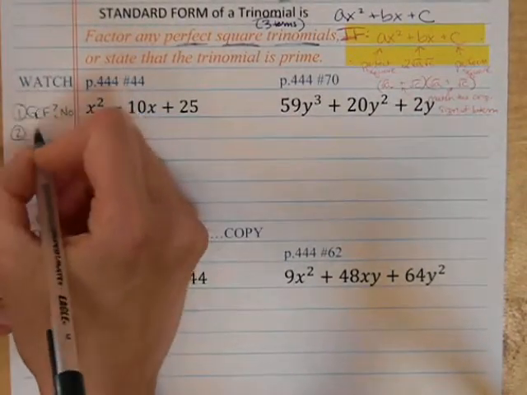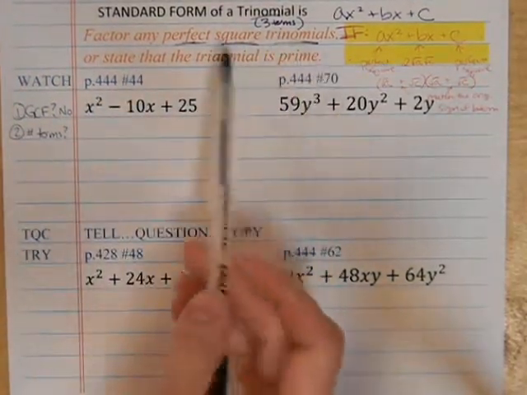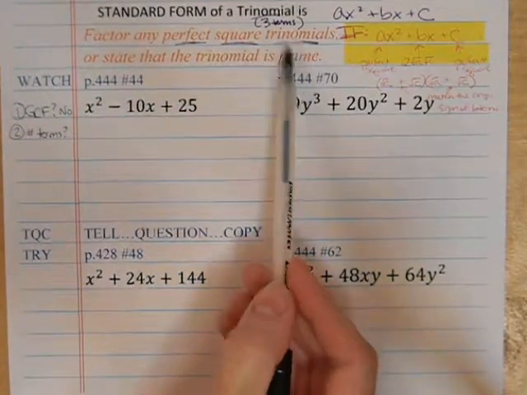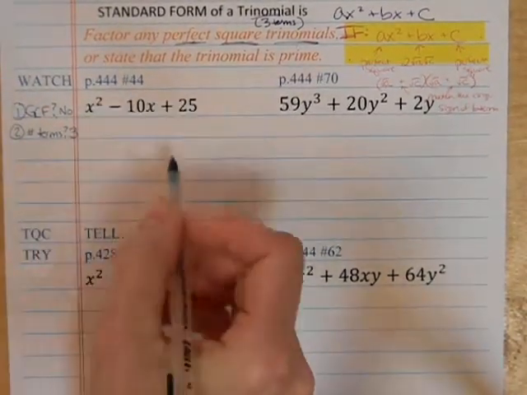Second thing we ask ourselves is how many terms, and again, we're in the section that's dealing with perfect square trinomials, so this is going to be pretty boring too. The answer is always going to be 3 in this particular section.